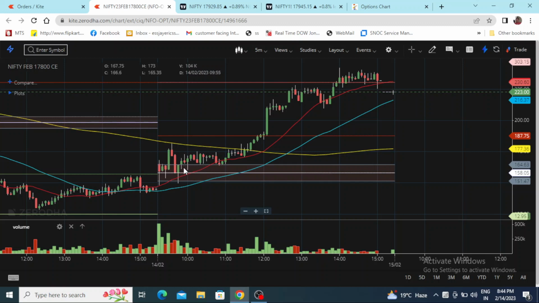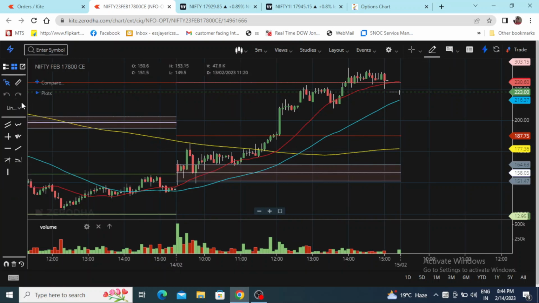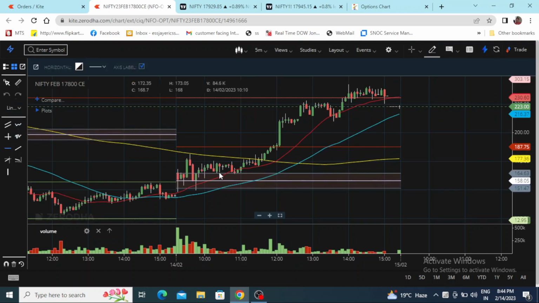The 163 stop loss was somewhere over here, the 163 line marked, because if you have seen my previous video, I always give a 10 point stop loss in options. So my stop loss was 163. This was this level, 162.75, below this. So my stop loss was over here.